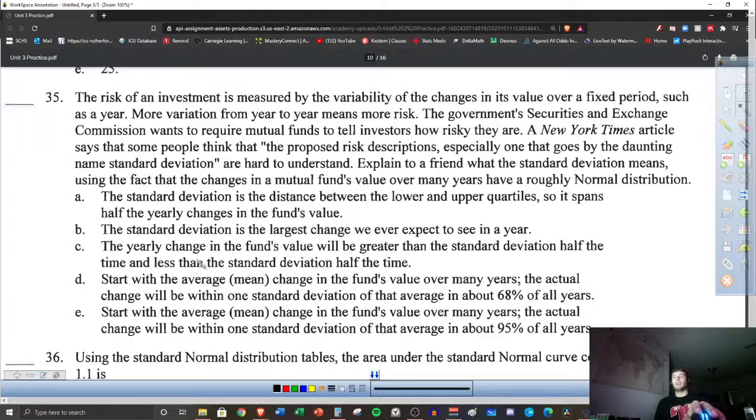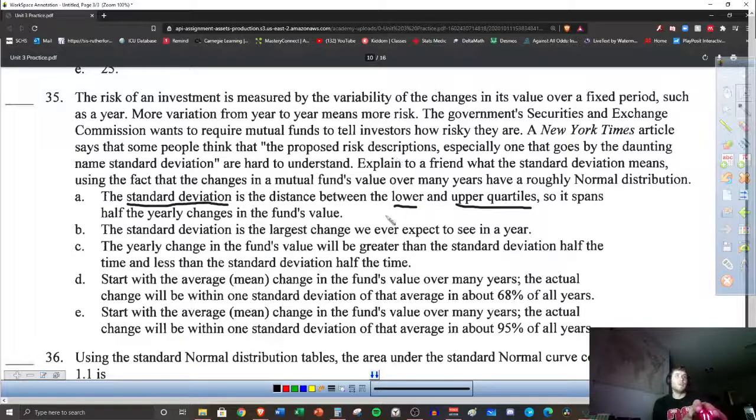Okay, so we're looking for the best answer. This is one of those questions that's difficult because there's so much here, but we're looking for a true answer. So this A, the standard deviation is the distance between the lower and upper quartiles. So it spans half the yearly changes in the fund's value. This is not true. Standard deviation is not the distance to the lower and upper quartiles. We're going to get into that in a second.